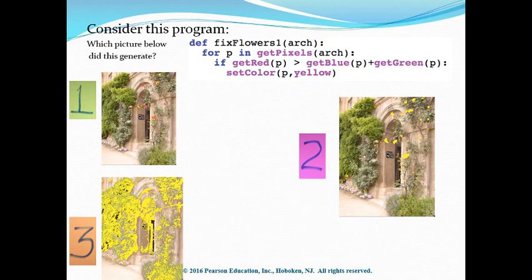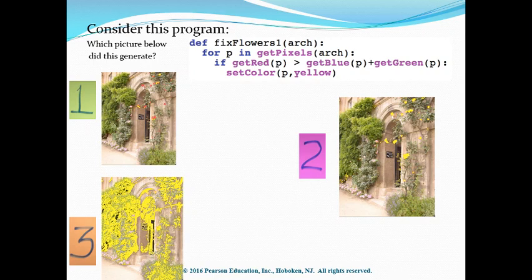So consider this program. Which picture below did this generate? There's a function called fixFlowers1 that passes in something called arch, which we can assume is just a variable name based on the picture. Not the best variable name unless there are multiple pictures, since arch doesn't make much sense when the function is more generic. But beside the point, we'll assume that the arch variable is named after the picture.